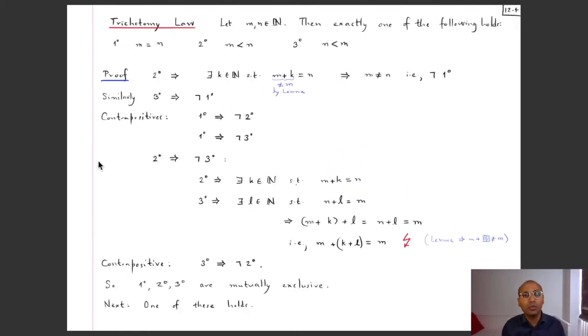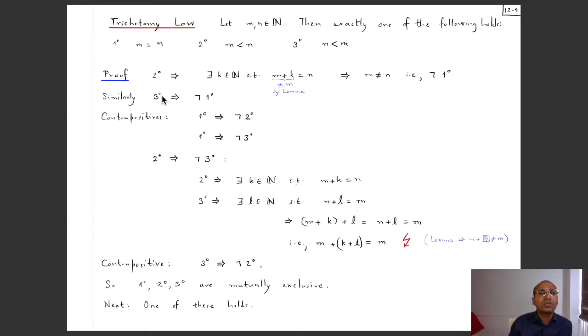So we are now ready to prove the trichotomy law, which says that if m and n are any two natural numbers, then one and exactly one of the following three statements holds. m is equal to n, m is strictly less than n, or n is strictly less than m. So we have this trichotomy. So in the proof, we'll first show that at most one of these statements can hold, and then we'll show that one of them has to hold.